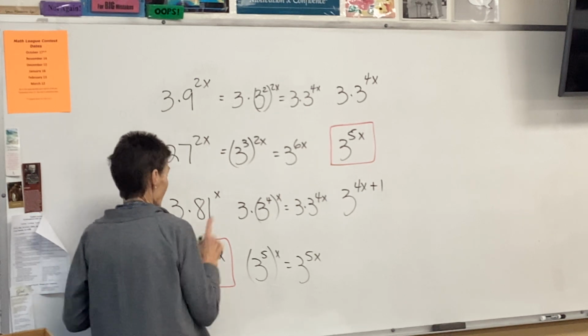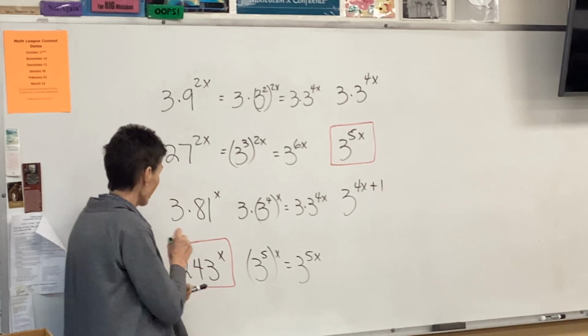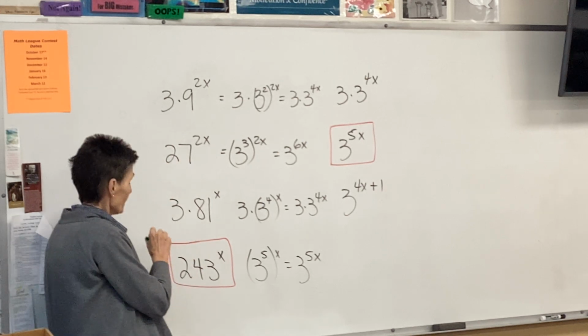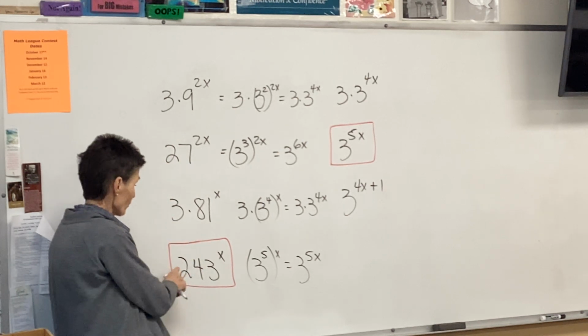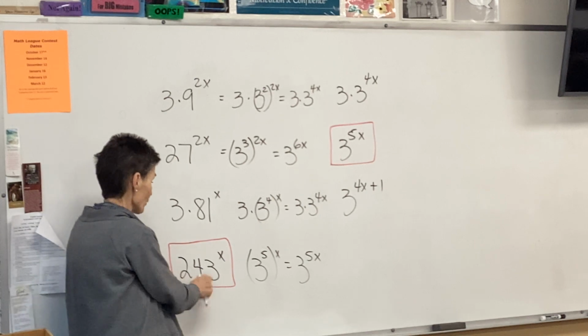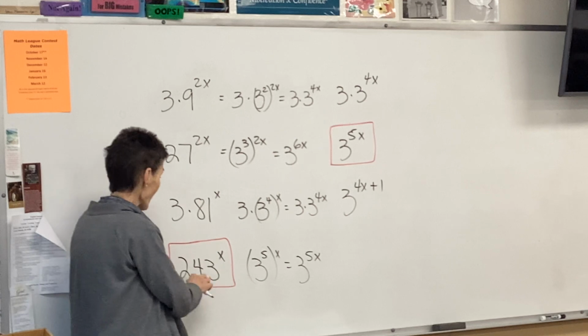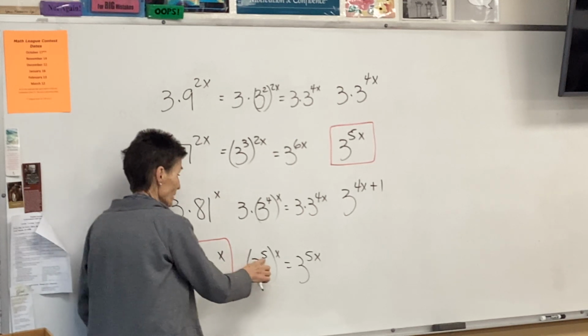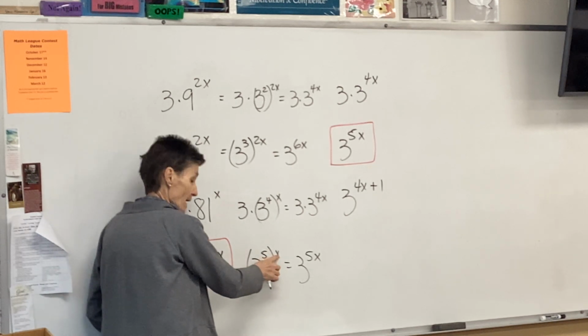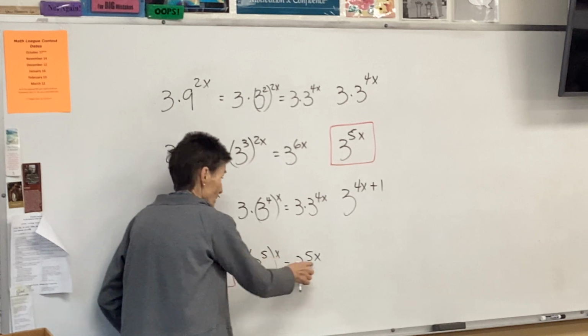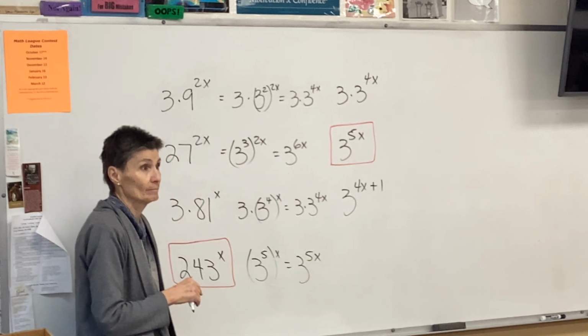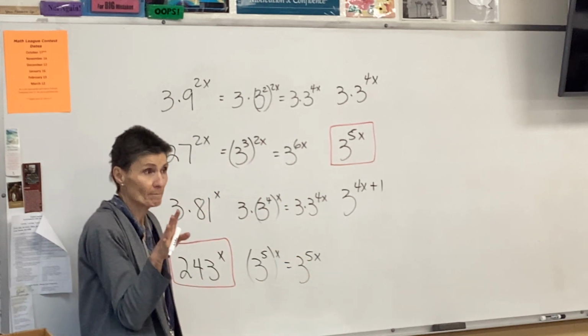Here? Yeah. Now, we need to be careful, guys. Let's talk about this for a second. First of all, 243 is 3 to the 5th power. So I can rewrite that as 3 to the 5th to the x, and then multiply those exponents and get 5x. Would everybody agree with that?